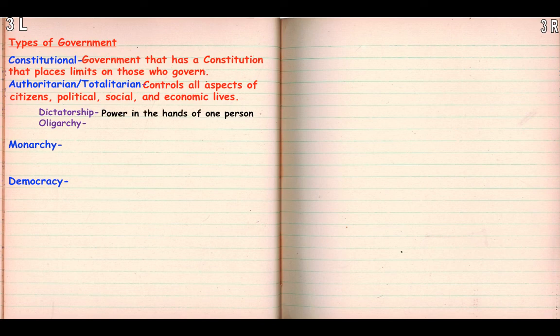A dictatorship is where the power of this authoritative government is in the hands of one sole person. So it's just one person that has all of that power. Mussolini was a dictator. Stalin was a dictator. Now I know what you're thinking. You might be thinking to yourself, the next person that she has to name is going to be Hitler. And I'm not going to.